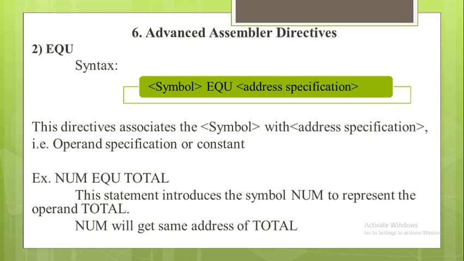The second assembler directive is EQU, where the syntax is symbol EQU followed by the address specification. This directive associates the symbol with the address specification, that is the operand specification or the constant. For example, num EQU total. This statement introduces the symbol num to represent the operand total. The num will get the same address as total because we are using the assembler directive EQU.